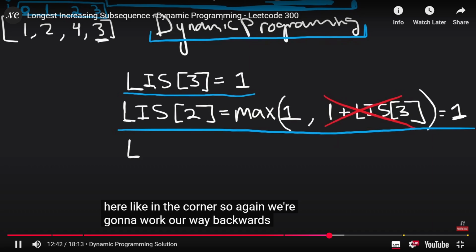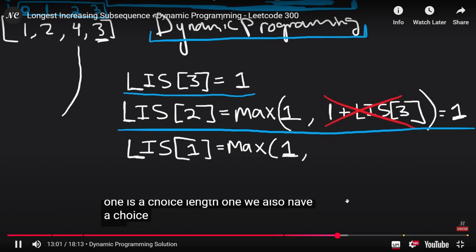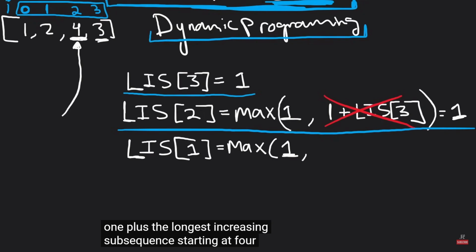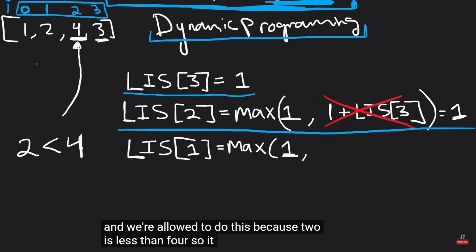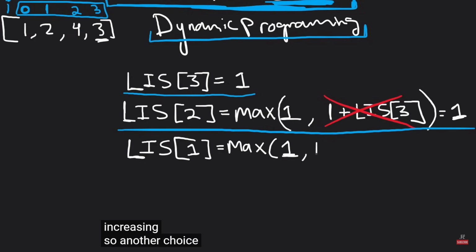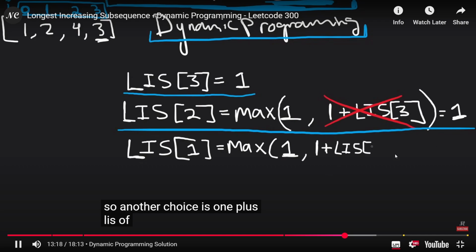Again, we're going to work our way backwards. So let's get the longest subsequence. We also have a choice: 1 plus the longest increasing subsequence starting at 4. We're allowed to do this because 2 is less than 4, so it is increasing. The subsequence is increasing. So another choice is 1 plus LIS of 2.